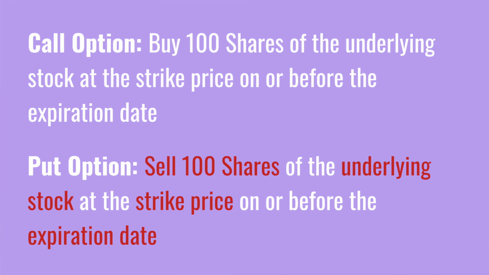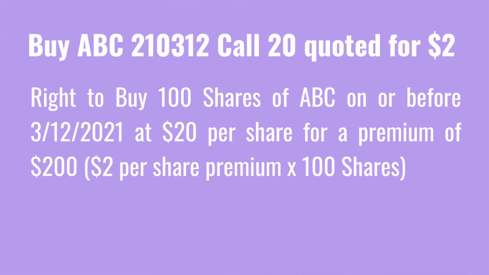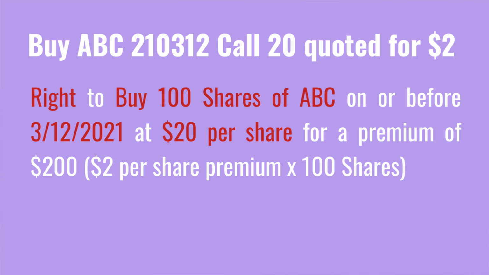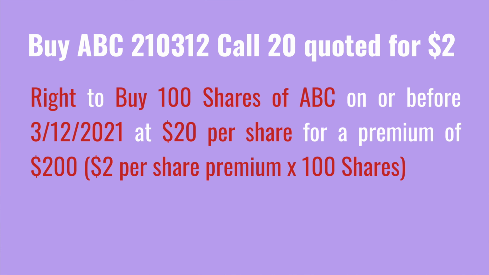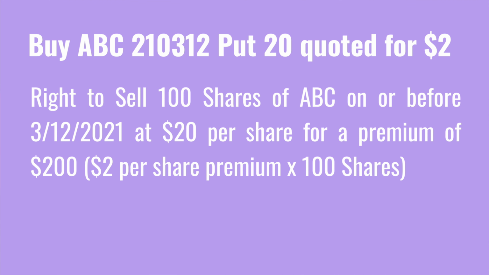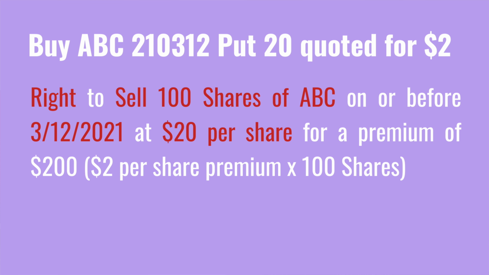So if you have an ABC March 12, 20 call option sold at a price of $2, then the option is the right to buy ABC on or before March 12 for $20 per share for a premium of $200 because it costs $2 per share times 100 shares. If it's an ABC March 12, 20 put sold at a price of $2, then the option is a right to sell ABC on or before March 12 for $20 per share for a premium of $200.